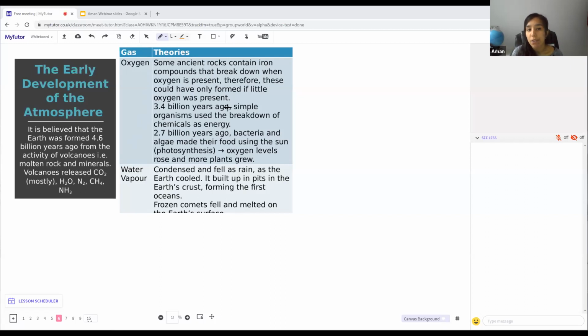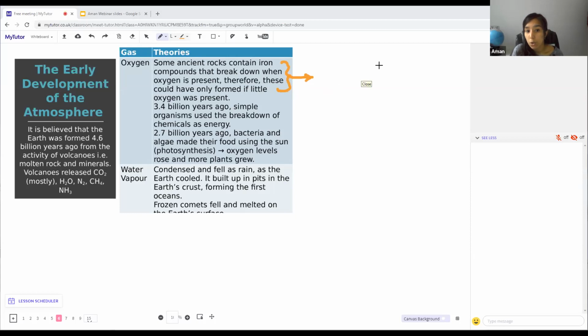And one of the main things they've noticed is that these ancient rocks contain iron compounds. And these iron compounds would usually break down if oxygen is present. The fact that the ancient rocks did not break down tells us that there was very little oxygen in the early atmosphere. So this is one of the main theories for why there was very little oxygen. Looking at the ancient rocks, there were iron compounds present, and those iron compounds can only be present if there was very little oxygen in the atmosphere, because otherwise they break down.